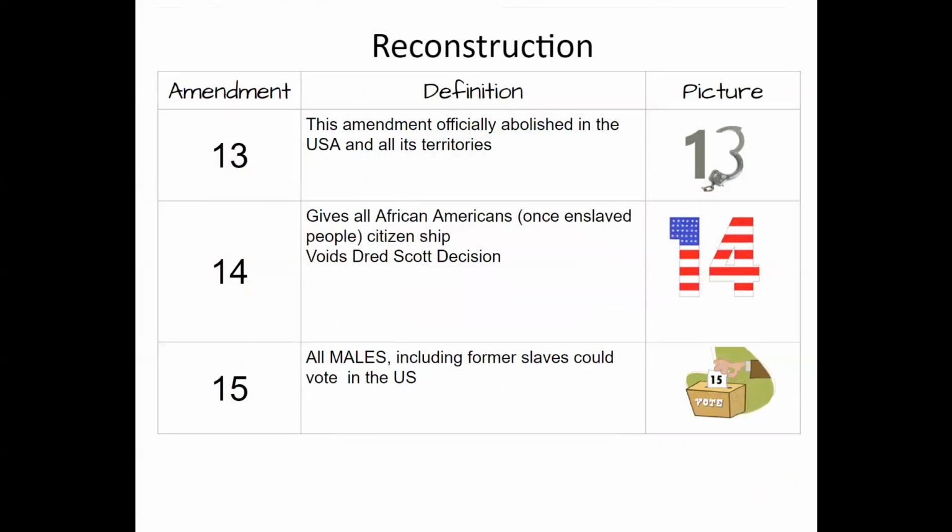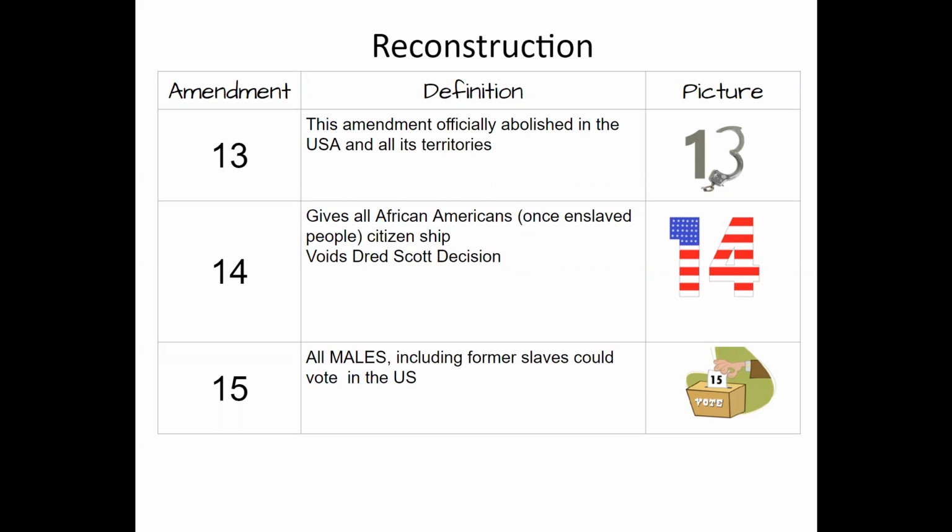The 14th Amendment gives all African Americans, once enslaved people, citizenship, and this is a huge move forward for the African American community, because now they can use their rights to use the law in their favor. So one of those things is the Dred Scott decision, which was in the 1850s, where Dred Scott tried to sue for his freedom because his master died and moved back to Missouri. But unfortunately, the judge at the time said that slaves were not U.S. citizens and did not have the law on their side and could not use it. So the 14th Amendment really repeals or nullifies the Dred Scott decision.